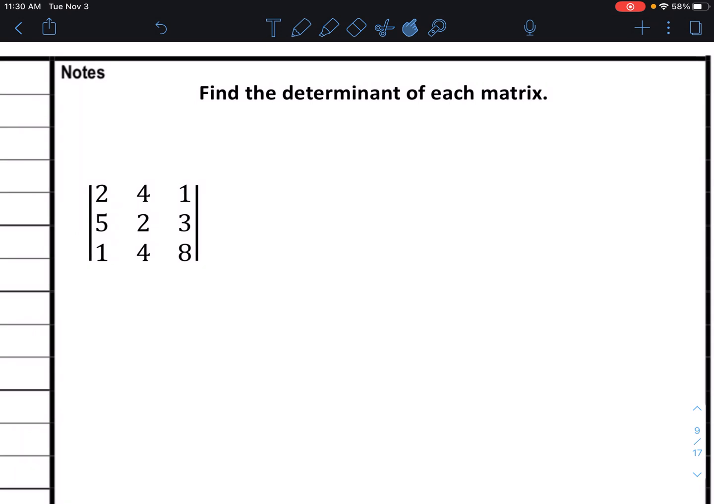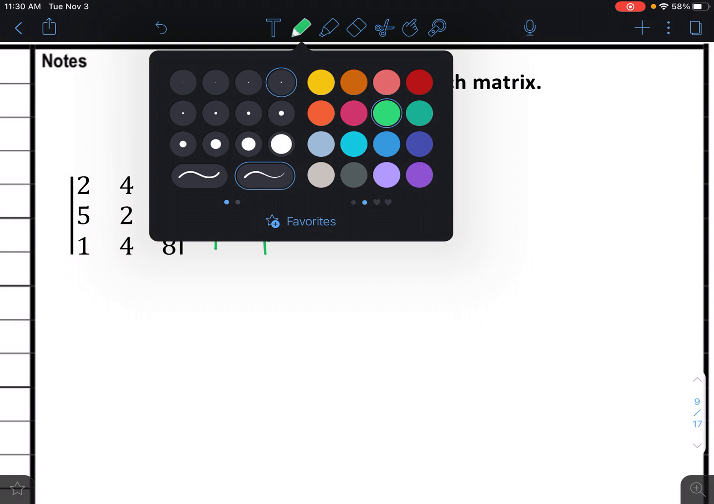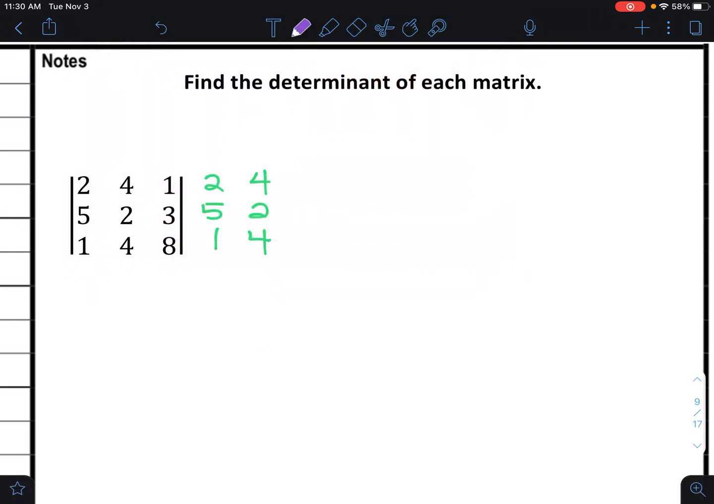All right, so determinant of a 3 by 3, let's try one. First thing I want to do is copy these first two columns. I'm going to put them here right afterwards. So 2, 5, 1, 4, 2, 4. Now I've got that copied, and now you're going to do your down diagonals. So we'll do our down.